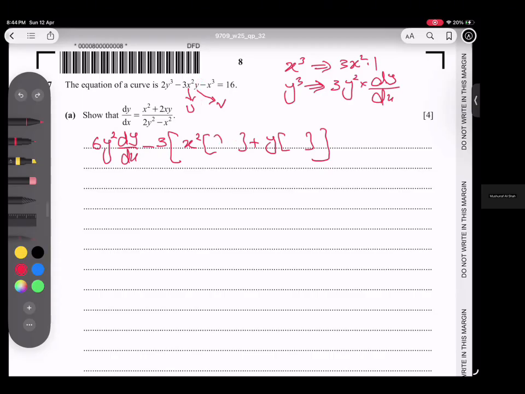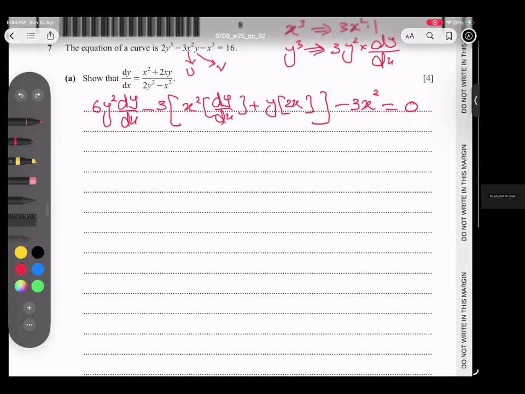What is the y derivative? As I said before, dy over dx. And what is the x square derivative? 2x. And what about x cube? At the end, 3 comes down and power 1 less, and into 1 you write or you don't write, no problem. 16, the differentiation is 0. So now, students, we have a 2 dy over dx. We have to make it the subject. How to make it the subject?